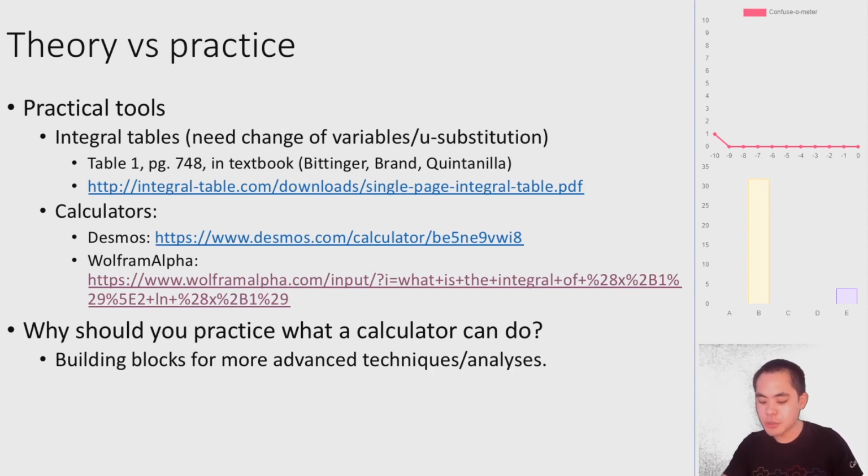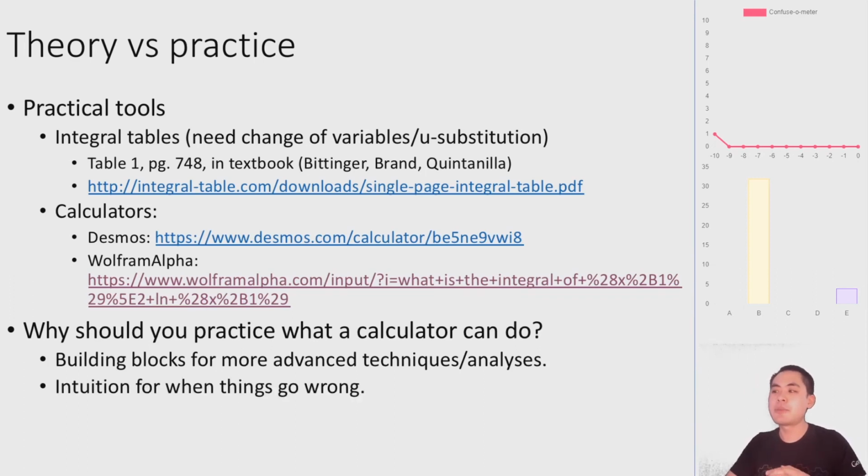So why should we practice what a calculator can do? One is that these are building blocks for more advanced techniques, and you will need to do these more advanced techniques in analyses. You'll note that the integration part of this class is really only the first couple weeks, and then we're moving on to more advanced techniques that build on these building blocks.